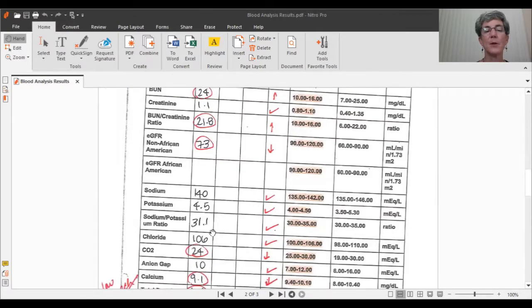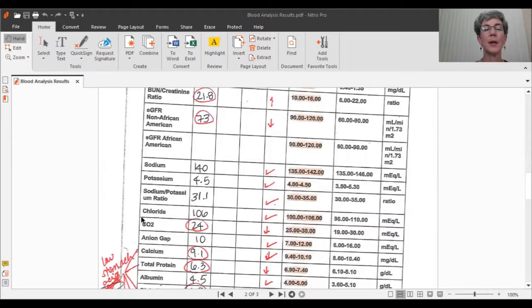Sodium, potassium, the sodium-potassium ratio, the chloride, these are all related to adrenal function. So the health of the adrenals will determine whether these electrolytes go out of whack. If you are taking high blood pressure medications, some of the high blood pressure medications can cause a low or high potassium. So we'll also pay attention to that in this setting.